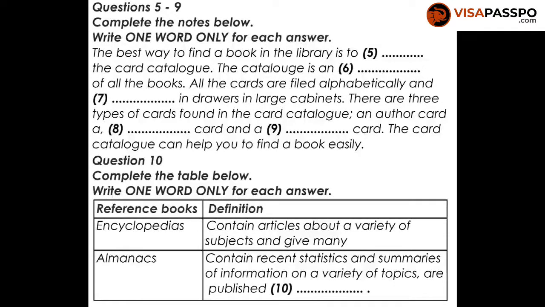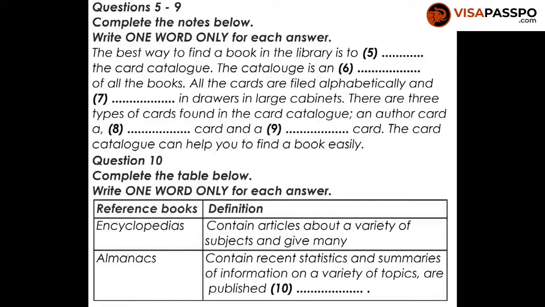The maps in an atlas are often arranged alphabetically by country or continent. Almanacs are also a type of reference books. An almanac is a book that contains recent statistics and summaries of information on a wide variety of topics. It is published annually. Information is listed alphabetically by subject.